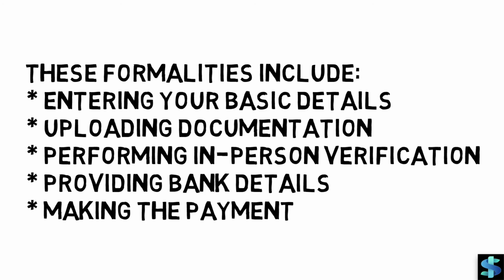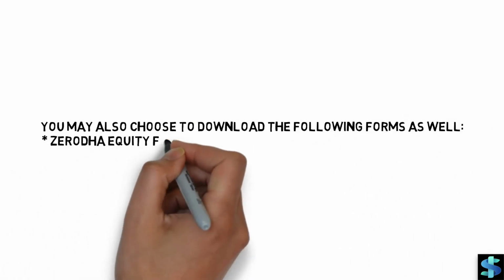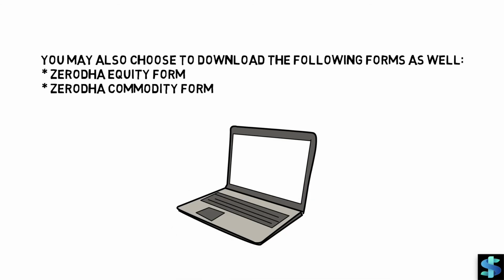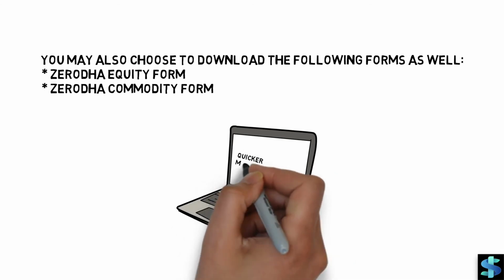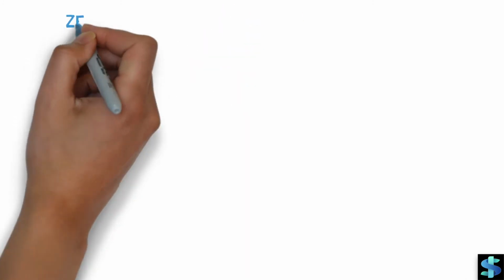If you want to start your Zerodha Demat account opening process, you can do it online through this form displayed here. You may also choose to download the following forms as well, that is Zerodha Equity Form and Zerodha Commodity Form. This needs to be understood that the online account opening process is obviously way quicker than its offline counterpart. Furthermore, the former brings much more convenience while the latter has its own hassles.